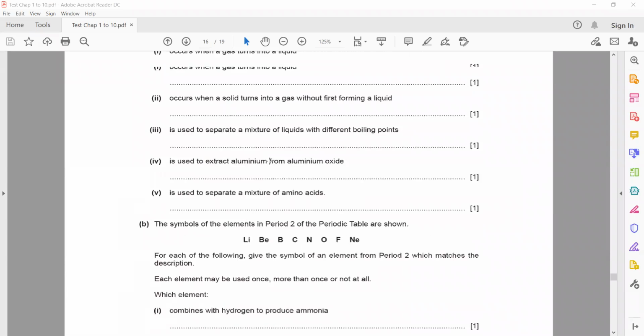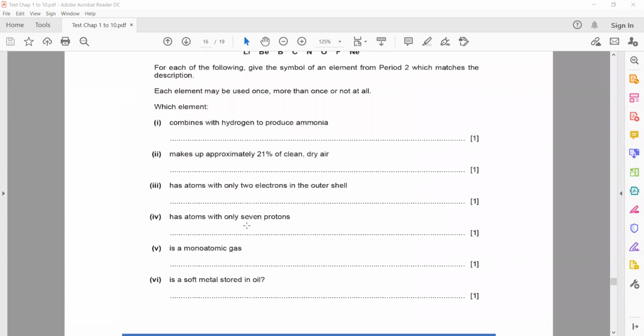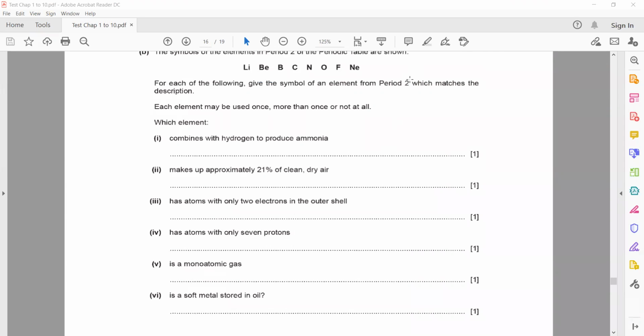4B4. 4B4 has an atom with only 7 protons. 7 protons means atomic number 7. Which element has atomic number 7? In this, lithium is 3, beryllium is 4, boron is 5, carbon is 6, nitrogen 7, oxygen 8, fluorine 9, and neon 10. So nitrogen has 7 protons. That's why N is the answer here.